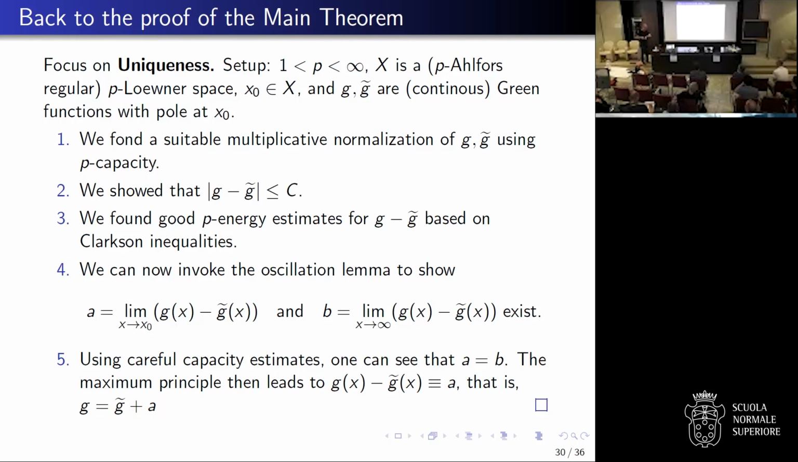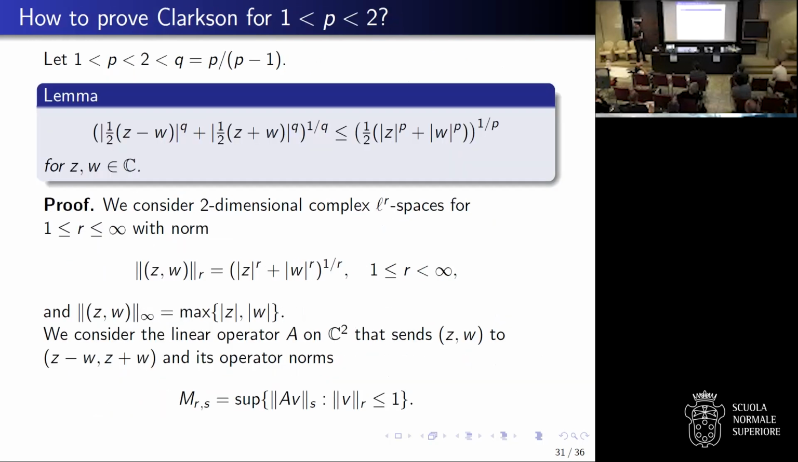But how much time do I have? 5 minutes? Because I want to devote the rest of my time to saying a little more about Clarkson's inequalities, because I kind of knew that something like this exists, but I didn't know it well. And let me just very briefly outline the proof of these Clarkson inequalities in the interesting range. The range p greater equal 2 is somehow not hard. So let me just stick to the interesting range.